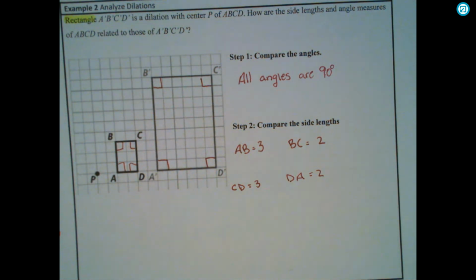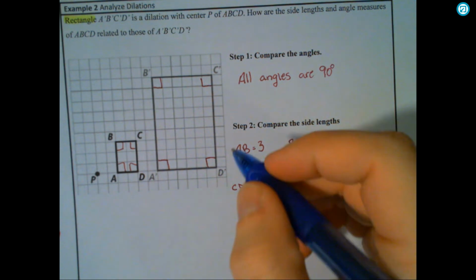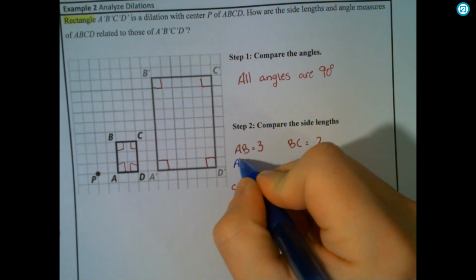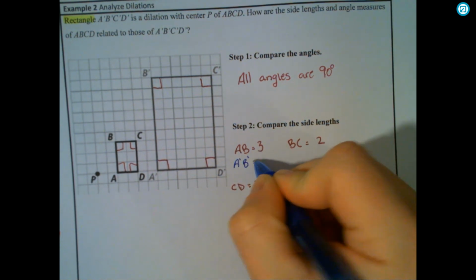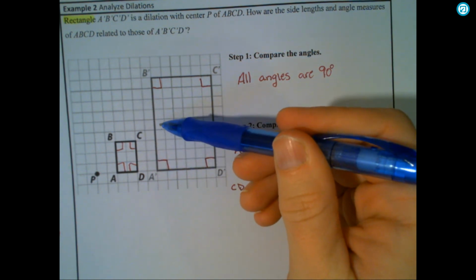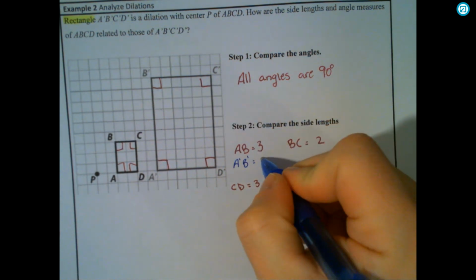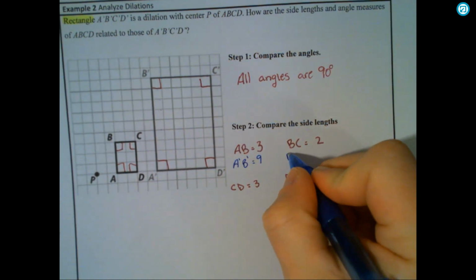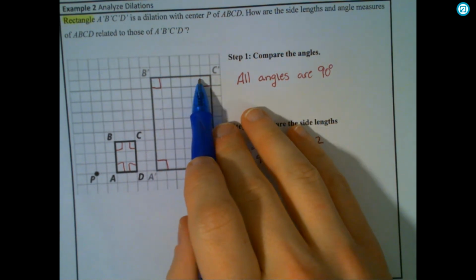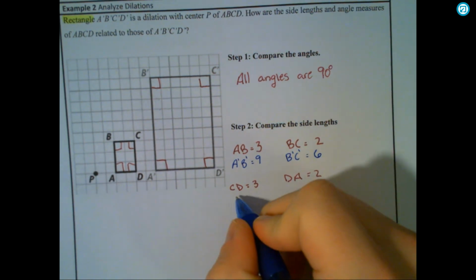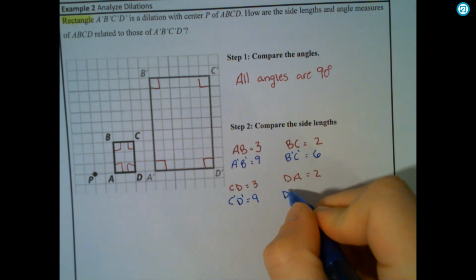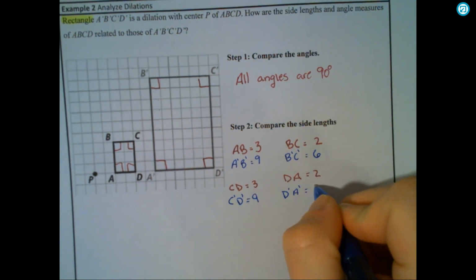Now in our image, after we multiply by a scale factor, it's obvious that our side lengths are going to change. So now when I look at A prime, B prime, when I count up the side, instead of having 3, I'm now at 1, 2, 3, 4, 5, 6, 7, 8, 9. B prime, C prime went from 2 to 1, 2, 3, 4, 5, 6. C prime, D prime is now 9. And then D prime, A prime is 6.